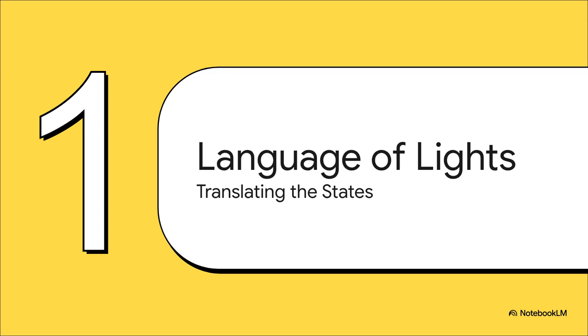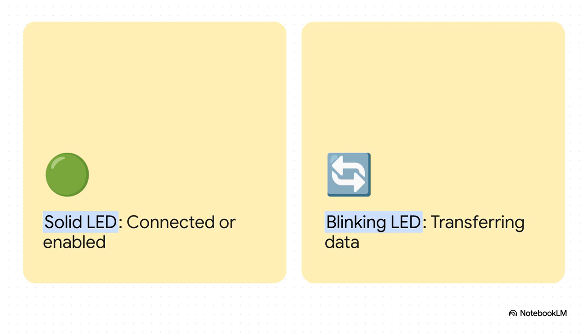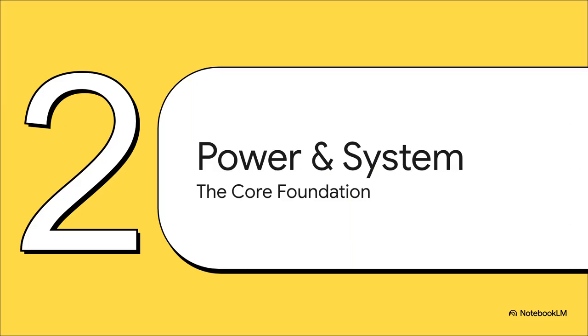Section 1. The language of lights, translating the states. The core translation works kind of like this. A solid light generally means a successful connection or that a specific feature is enabled. A blinking light, on the other hand, means the device is actively working or transferring data. Think of a solid light as the router saying, hey, I'm ready and I'm holding the connection. A blinking light is the router saying, I am actively moving packets of data back and forth right now. And if a light is completely off, well, it means that feature is disabled or a physical cable is literally just unplugged. Keeping this simple solid versus blinking rule in your back pocket is going to make everything else we cover super intuitive.